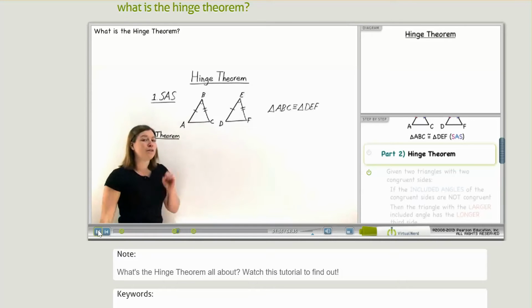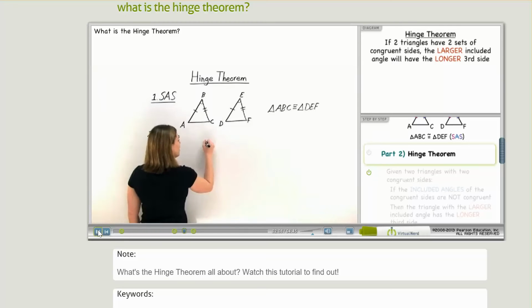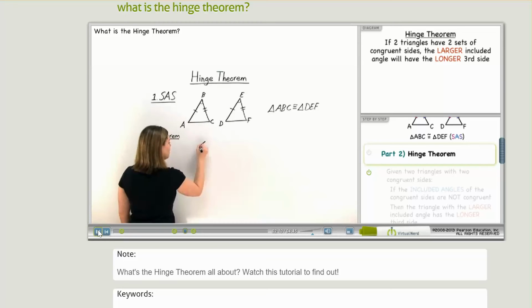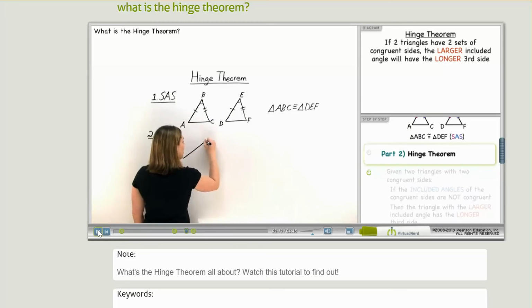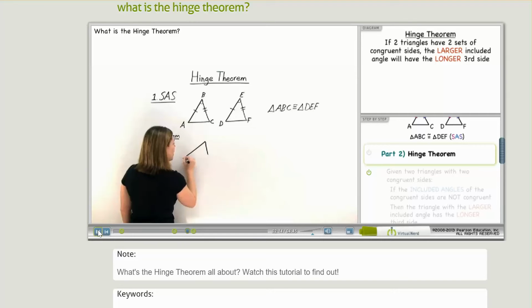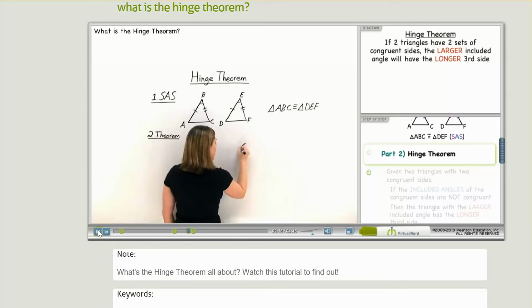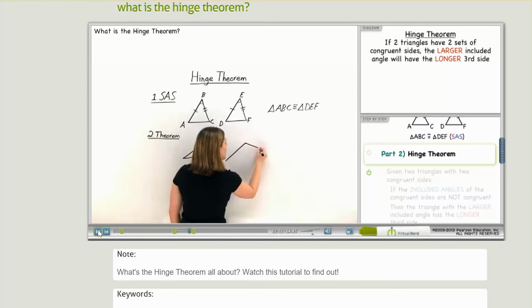The hinge theorem states that if two sides of one triangle are congruent to two sides of another triangle, and the included angles are not congruent, then the triangle with the larger included angle has the longer third side. So let's go ahead and see this with triangles. Let's say that we have this triangle right here and this triangle right here.